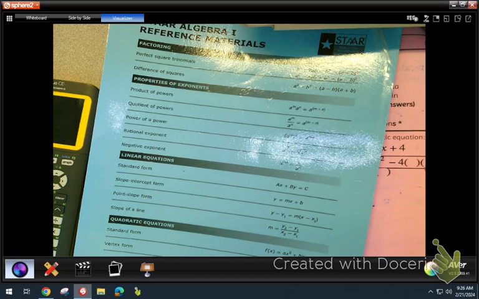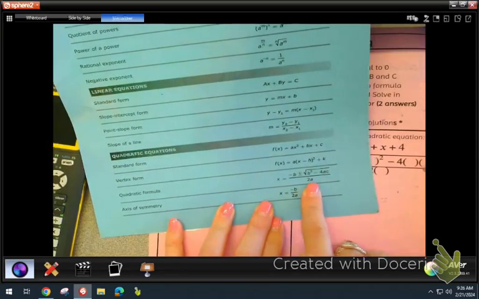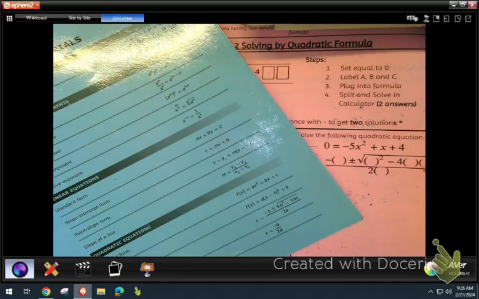Okay. Ready? Negative b plus or minus square root of b squared minus 4ac all over 2a.